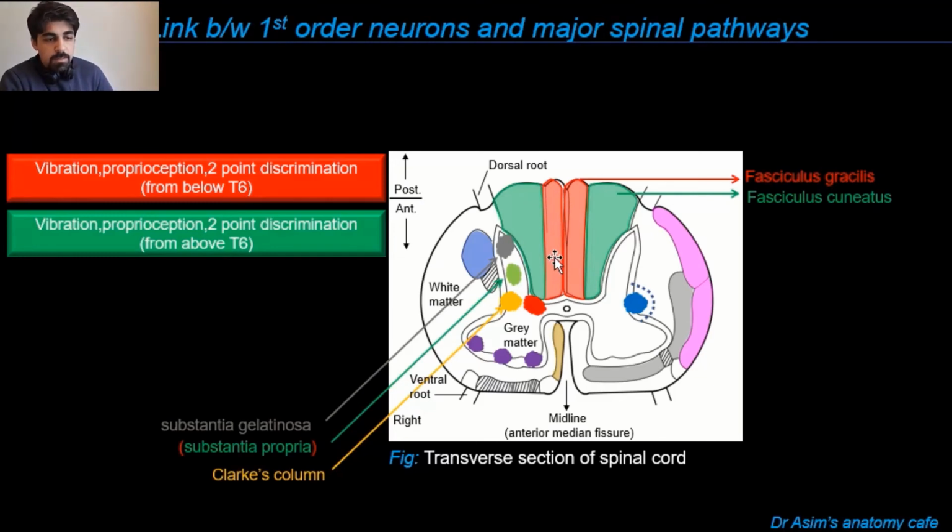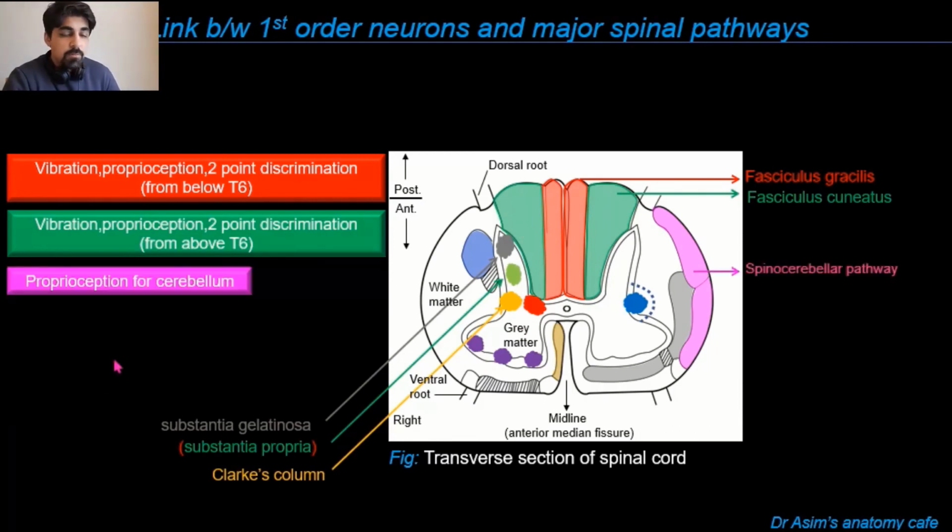So now we're discussing the sensory tracts, or the ascending sensory pathways, which are going to convey this information up to the higher brain centers. The same sensory information of vibration, proprioception, and two-point discrimination from the upper half of the body above the T6 spinal cord segment is brought into the same posterior horn of the spinal cord. But from here, this information is transmitted by the first order neuron in the lateral half of the dorsal column, color coded in green over here, which is known as the fasciculus cuneatus.